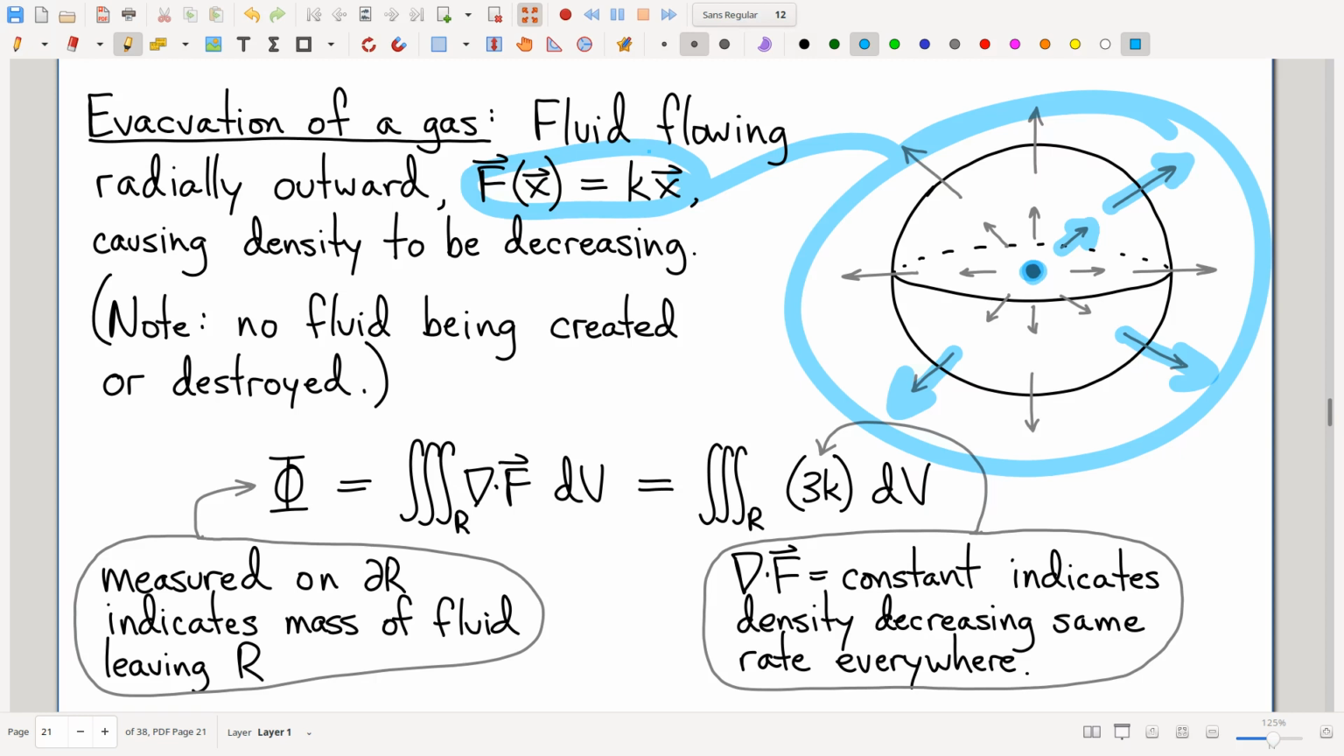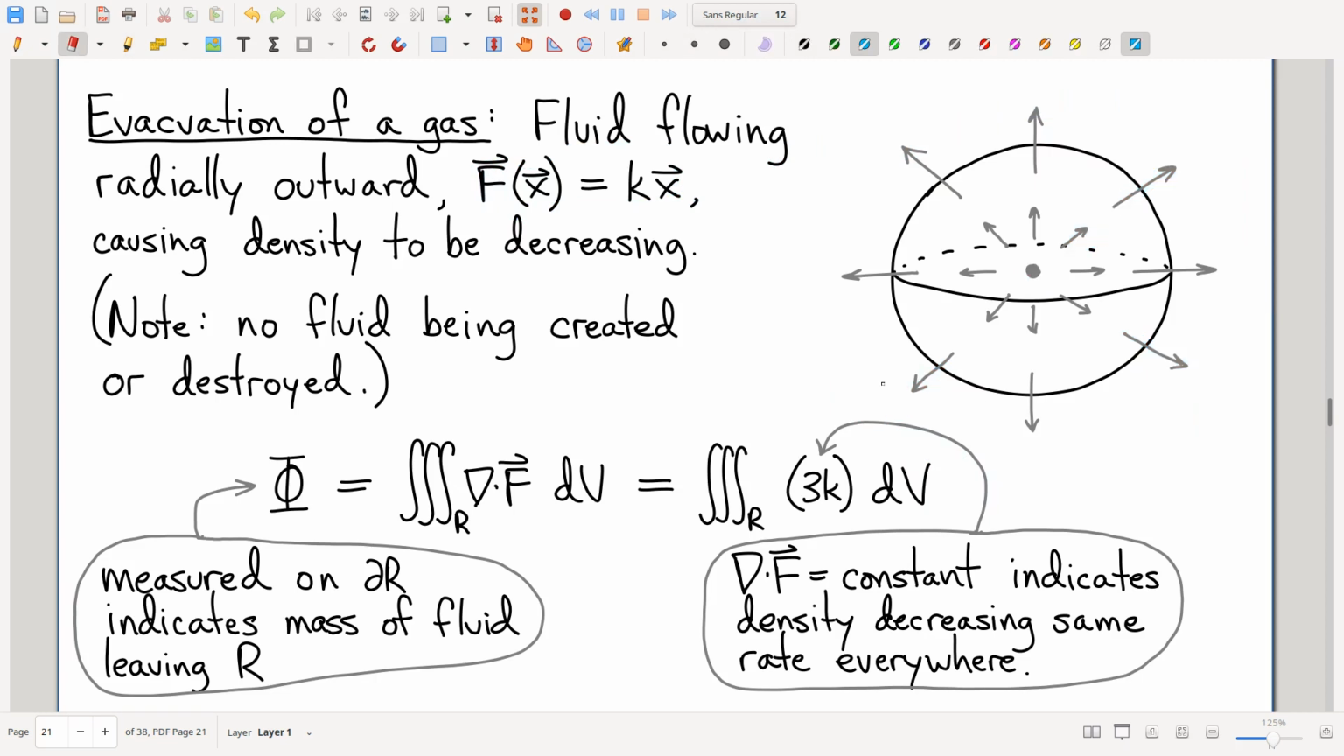What do you think? Everybody buy that? Kind of plausible? Okay. All right. Okay, so now with that noted, again, let's think about a flux.